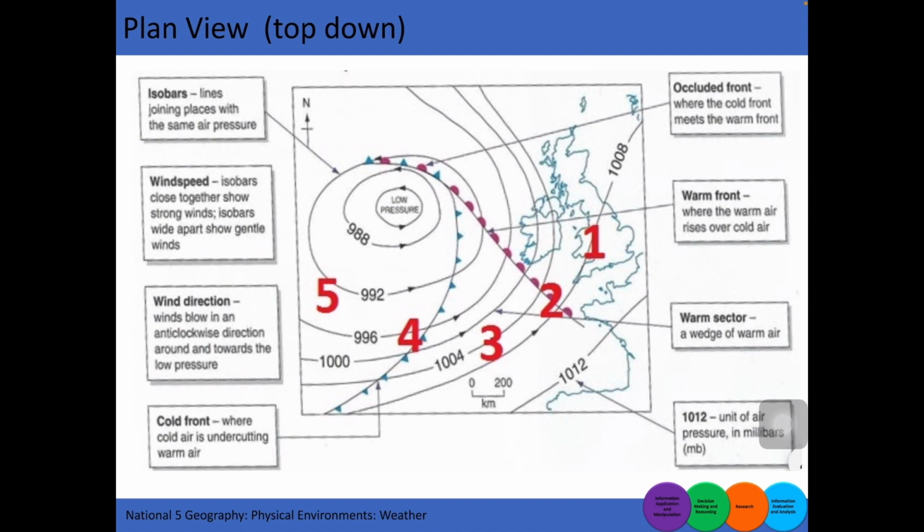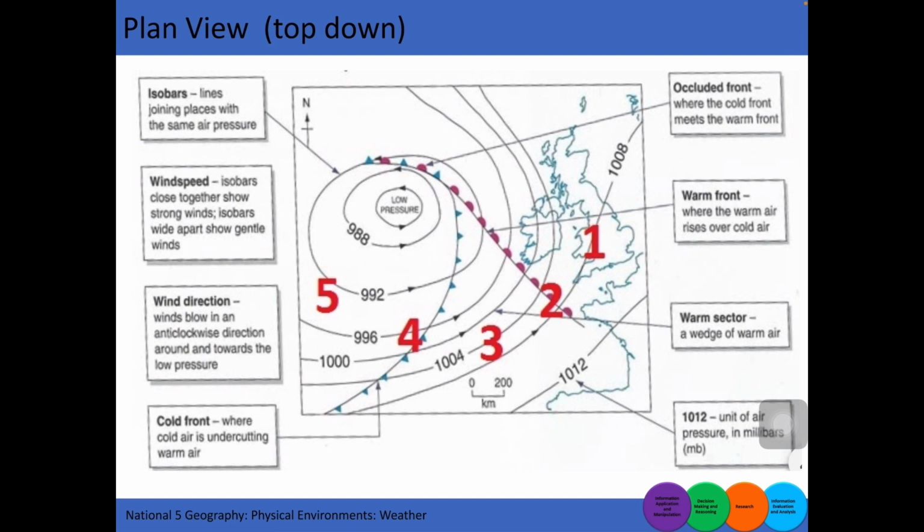You'll also notice there are some extra symbols on this map. You'll see some red semicircles. These are your warm fronts. And you'll see some blue triangles. These are your cold fronts. Now, you will not always have colour in the exam to indicate warm fronts from cold fronts. So you'll need to remember the symbol of a semicircle is almost like a rising sun, which helps me remember that it's a warm front. The little triangles look a bit like icicles, which helps me remember that it's a cold front.